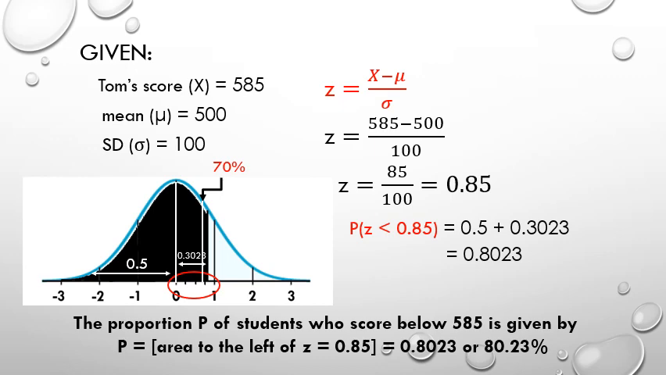Will he be admitted to the university or not? So, of course, Tom will be admitted to the university. So, that is how to interpret the given data using the formula of the z-score.